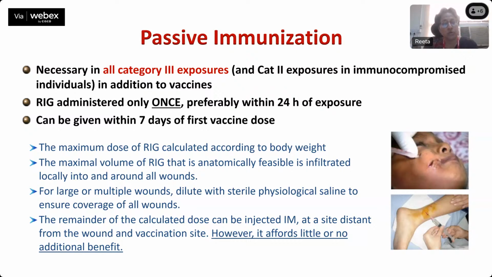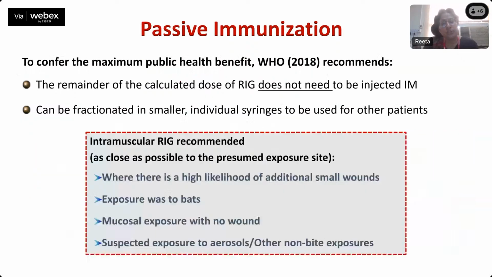However, please go to the next slide. WHO in its current guidelines tells us that intramuscular or systemic RIG does not offer any additional benefit. Therefore, if any RIG is remaining after local infiltration in countries like ours where there's a shortage, it can be given to other patients. There are only certain scenarios where you need to administer the RIG systemically.